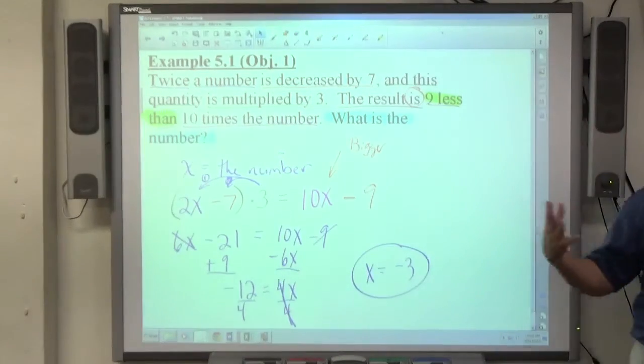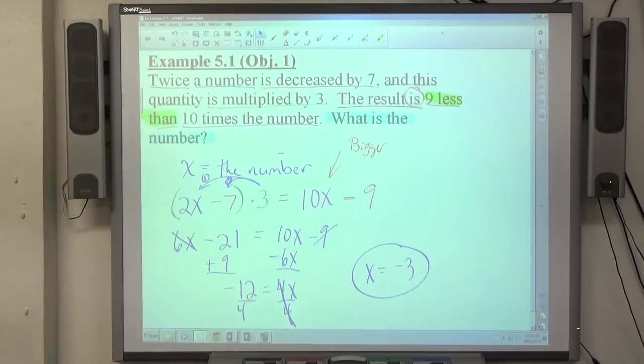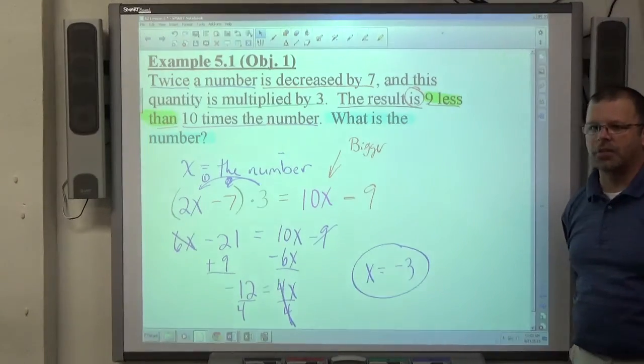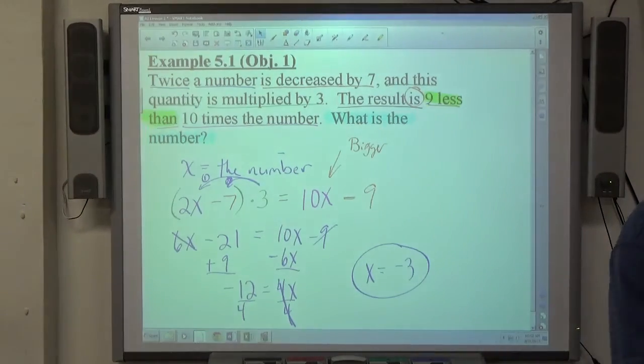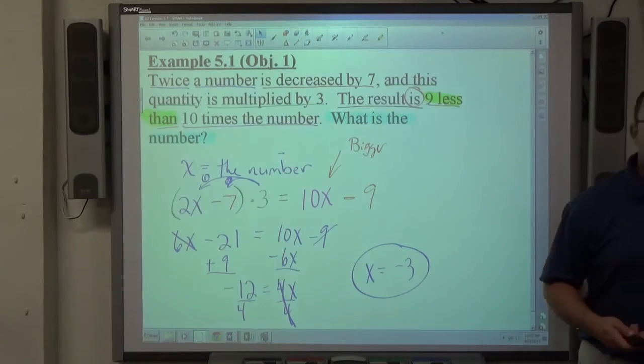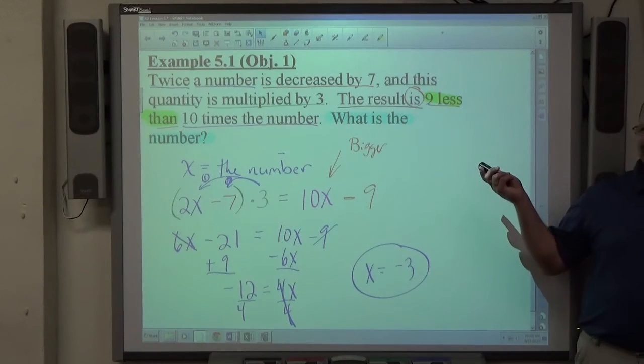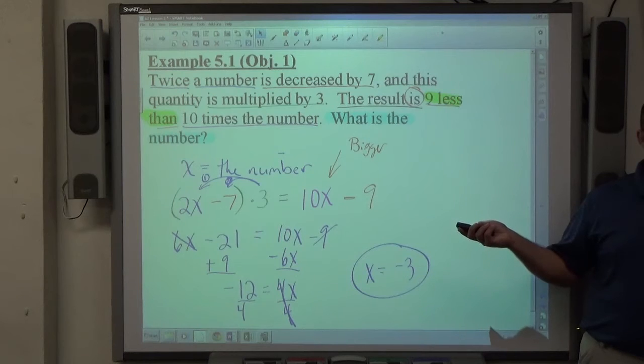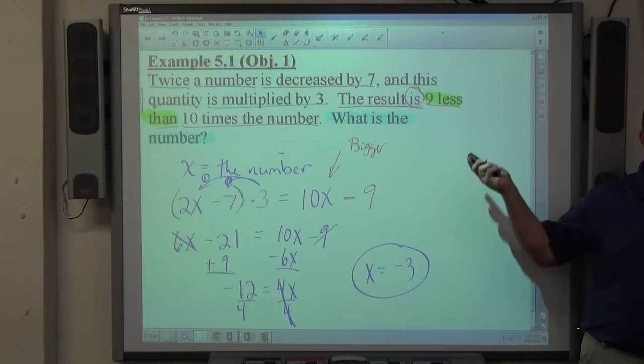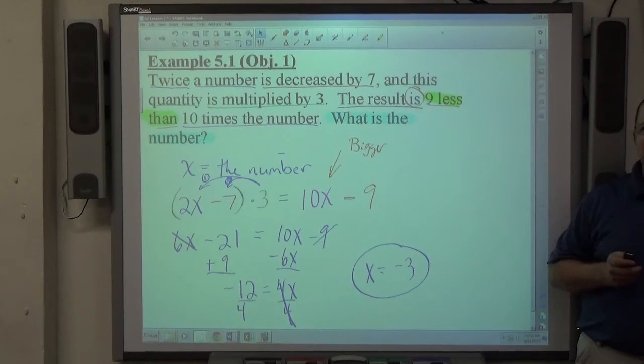Okay, so just a basic word problem. Translate the words correctly, create a good equation, solve the equation, get the answer. Again, nothing important in your life here. I mean, you're not going to be like 15 years from now deciding on careers and remember this problem. I remember that one day we did that one problem about twice a number decreased by 7, so I think I should be an engineer. Or I should be a chef, whatever.